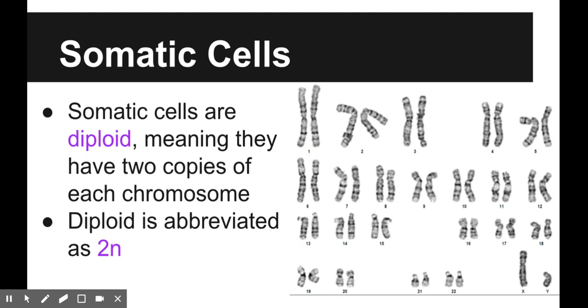We can abbreviate this, and it often is abbreviated as 2n, where n is a variable referring to the number of copies of a chromosome. So the number of copies of a piece of genetic information.